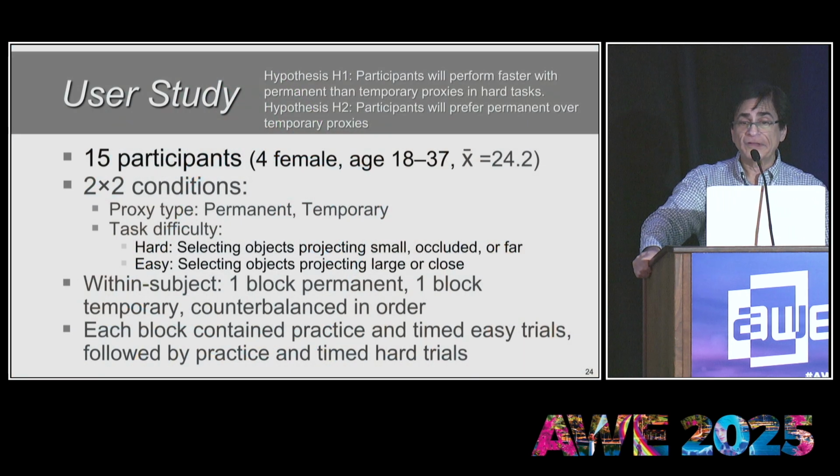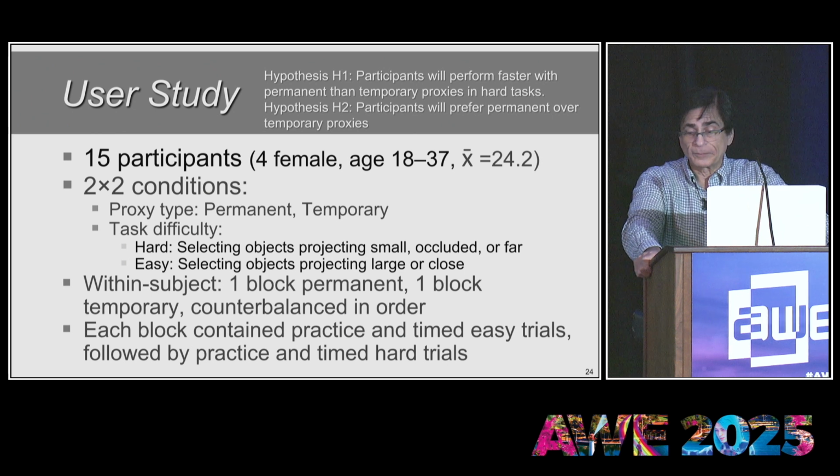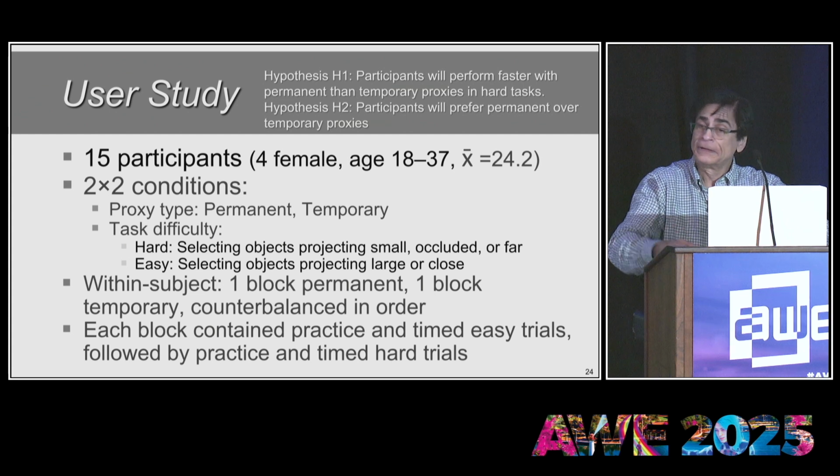We had hypotheses that participants would perform faster with permanent rather than temporary proxies for hard tasks, and that they would prefer permanent over temporary proxies. So we had two kinds of proxies, permanent and temporary, and two kinds of tasks, what we call hard and easy. For the hard ones, the user had to select objects that had a very small projection, were occluded, or were far away. The easy ones had big projections or were close.